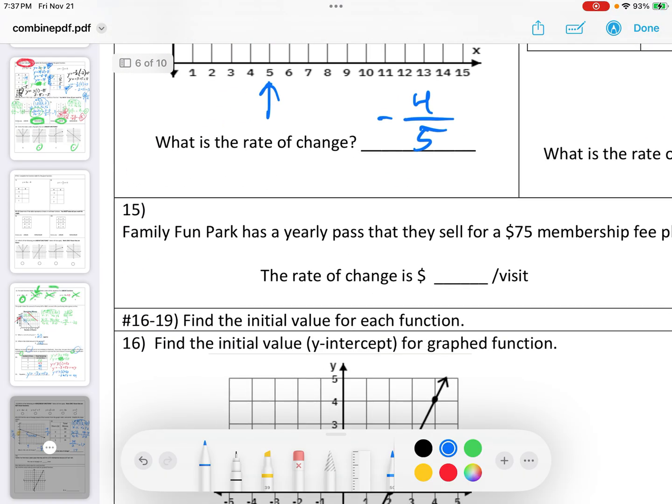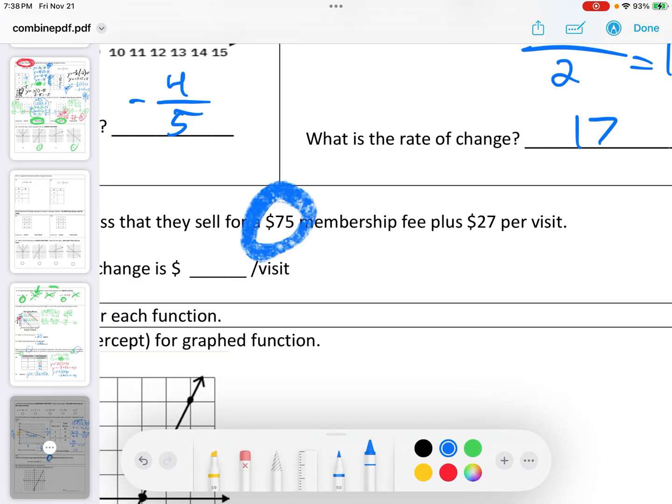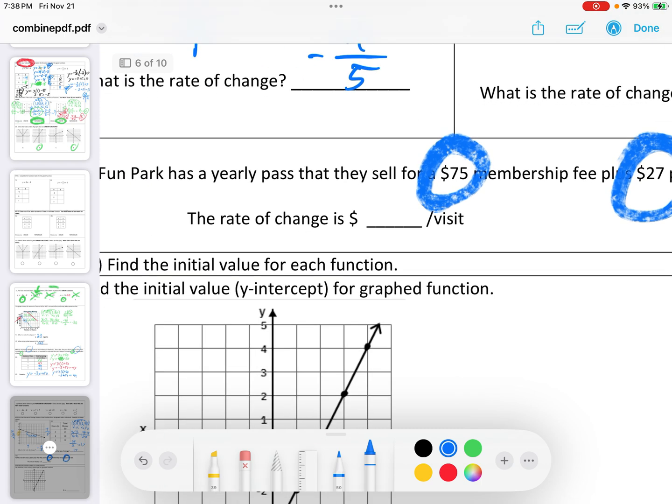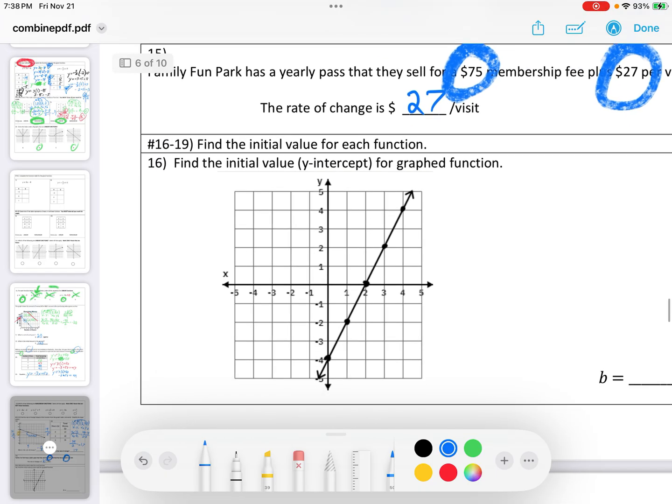Family Fun Park has a yearly pass. They sell for $75 plus 27. So our initial amount, the one that we start with, is that, and that's per visit. So rate of change is $27 for a visit. Find the initial y-intercept. Well, there it is.